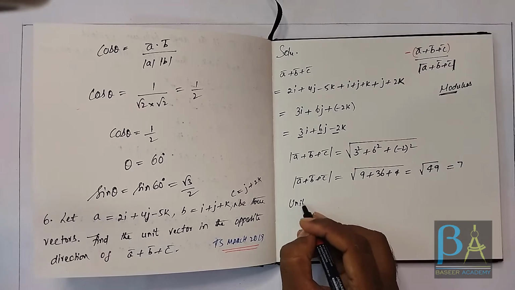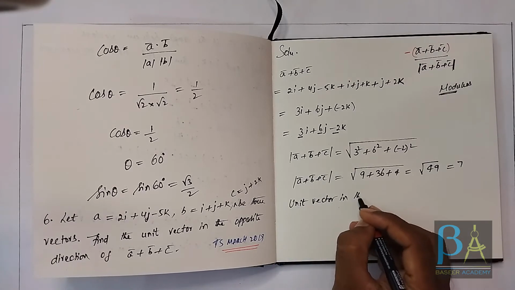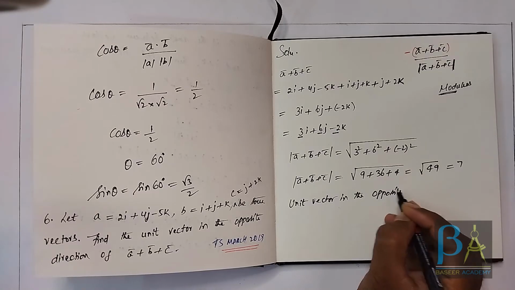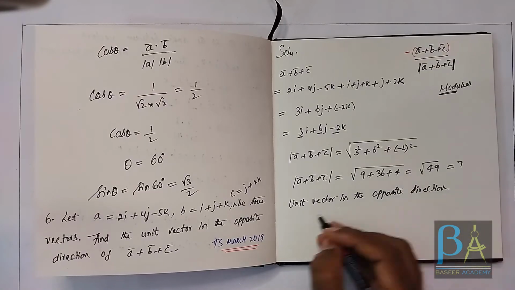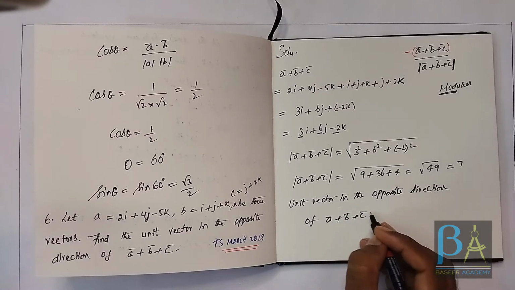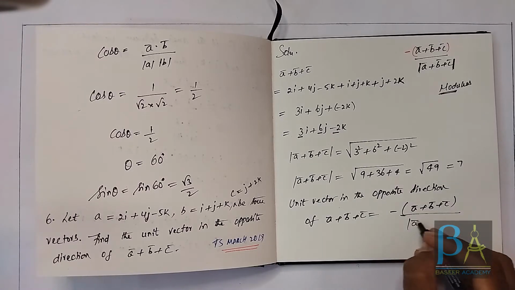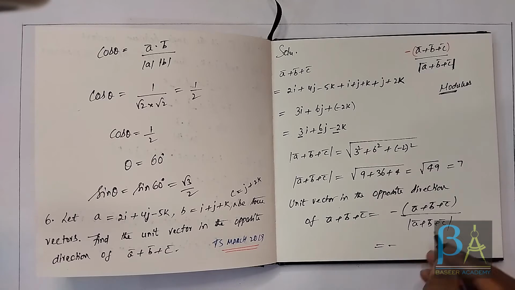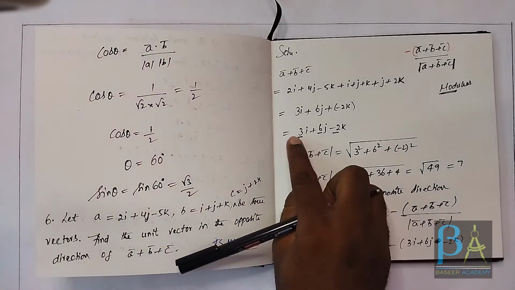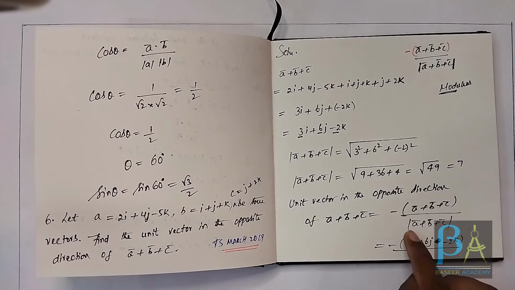So the unit vector in the opposite direction of A plus B plus C is going to be minus of A plus B plus C by modulus of A plus B plus C. The sum is this thing, so let me substitute it here: 3i plus 6j minus 2k. This is minus 2k here. So that is A plus B plus C, and then by modulus of A plus B plus C, which is 7. That's about it. You can keep it this way, or you can multiply with the minus sign and then open the bracket.